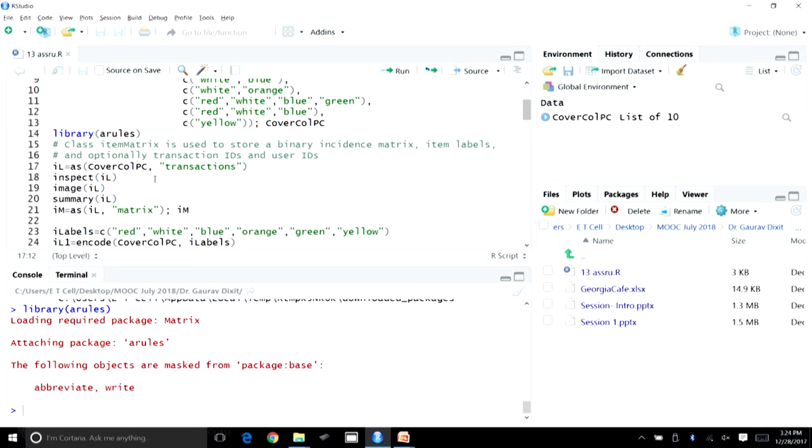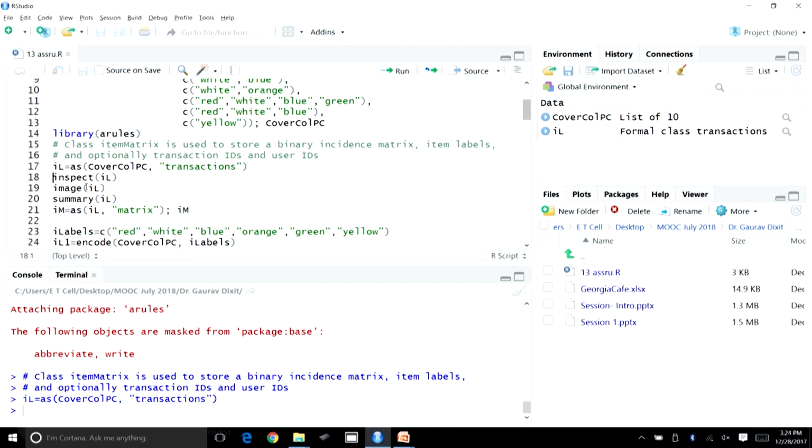So let us run this. As you can see, this list that we have already created has all the 10 transactions in the list format. Now we are going to use the as function, which is going to coerce this list into the transactions format. So let us run this.